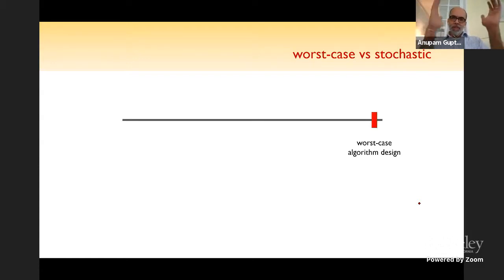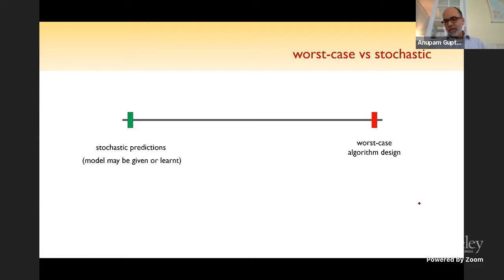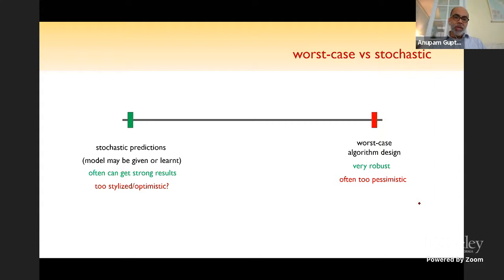So, the way I've been thinking about this is that these are the two ends of the spectrum. There's worst case algorithm design, and there's stochastic algorithm design. In the stochastic case, the model may be given, it may be learned, it depends on us. The worst case is great. It's very robust, and that's really one of the big selling points, right? But unfortunately, it is the worst case. So often on your instances, it might be too pessimistic, as opposed to the stochastic case, where you are assuming a certain model that your data is coming from, or you're assuming certain data behavior, and so you can get very strong results. So it's really a trade-off between robustness and optimality. And the more you assume, the stronger the results you could get. But of course, it could be too stylized, too optimistic.